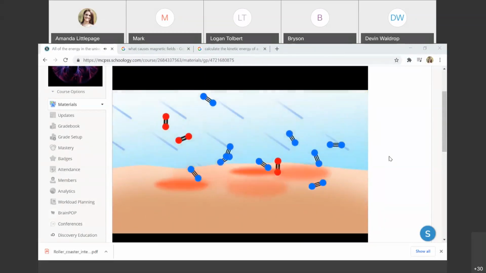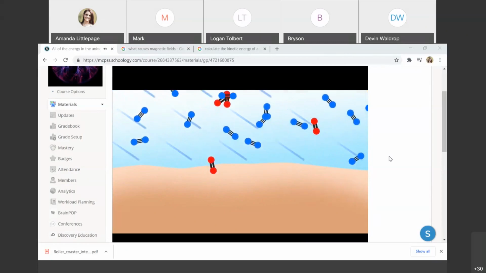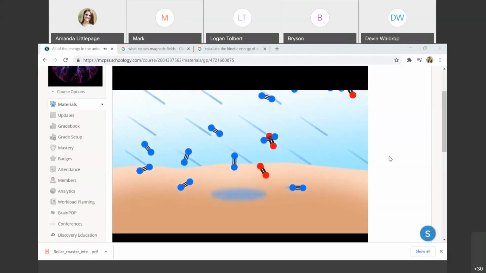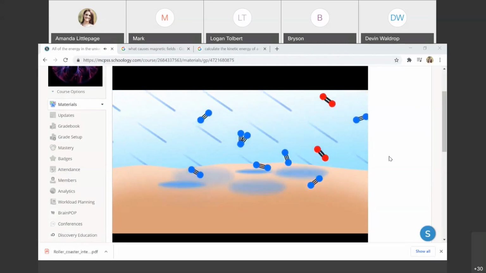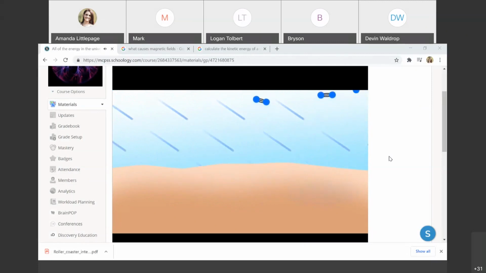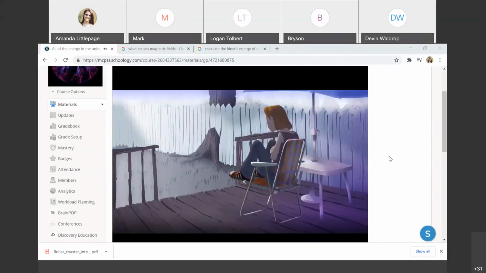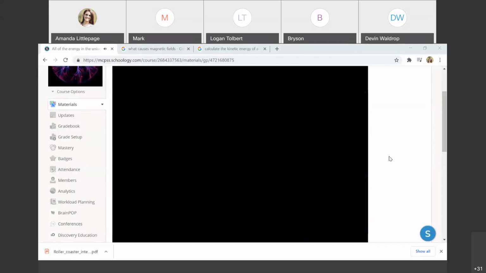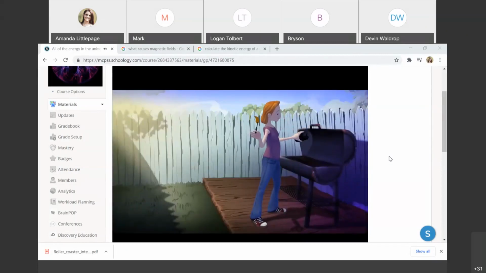On a cold day, the air molecules have less kinetic energy than the molecules in your skin, so when you crash into those air molecules, you actually transfer some of your kinetic energy to them, and you feel that as cold. You can trace the path of energy around you.